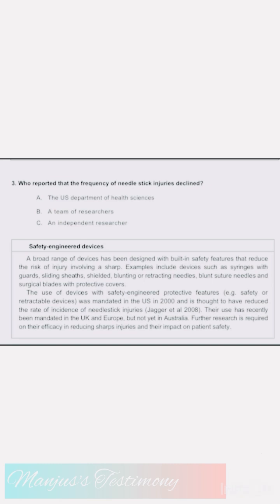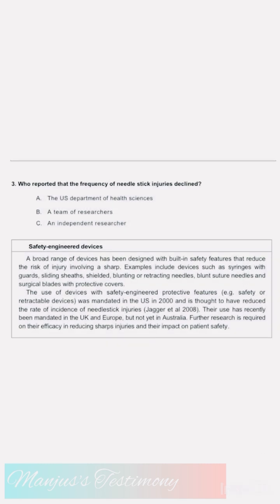Option A, the US Department of Health Sciences. B, a team of researchers. C, an independent researcher. So here we have the question keywords: who reported who, then needle stick injuries declined. The options are the US department, a team of researchers, a group of researchers, and an independent researcher.